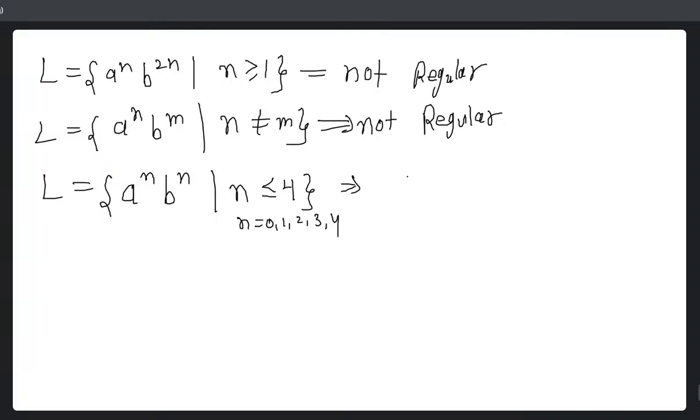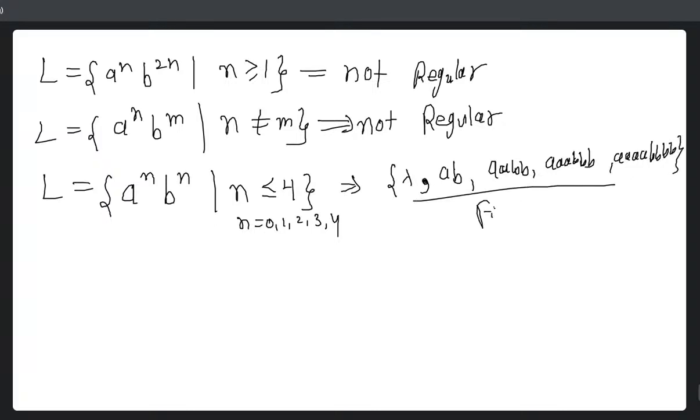If you put 0, then it will be null. If you put 1, then a single AB. If you put 2, then double A, double B. If you put 3, then triple A, triple B. If you put 4, then 4A, 4B. So only 5 strings are generated. So that language is finite, and finite is regular. So this is regular.